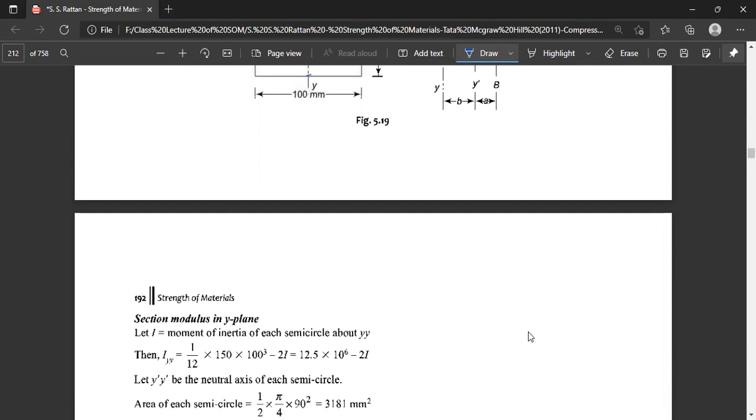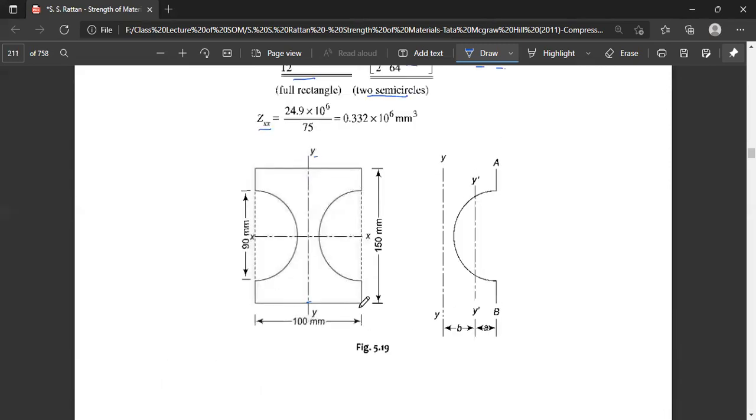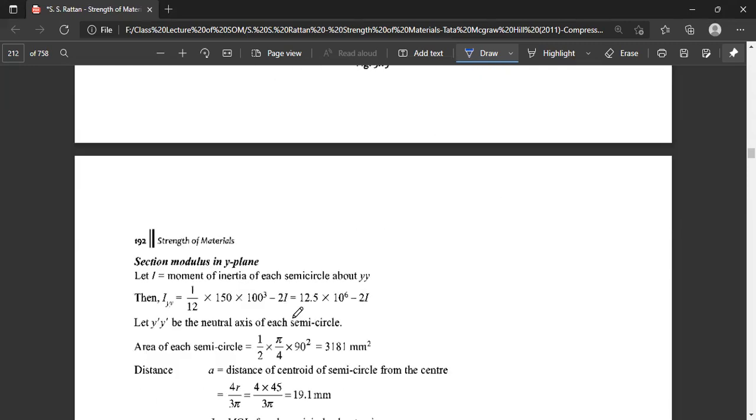Let I be the moment of inertia of each semicircle about y dash. So I y dash is first of all 1/12 times 150 times 100 to the power 3, which means this is the moment of inertia of the full rectangle with the central axis equal to y. The base will be 150 and the height will be 100. So 1/12 multiplied by 150 as base, multiplied by 100 as height to the power 3, is the moment of inertia of the rectangle about the y-axis.